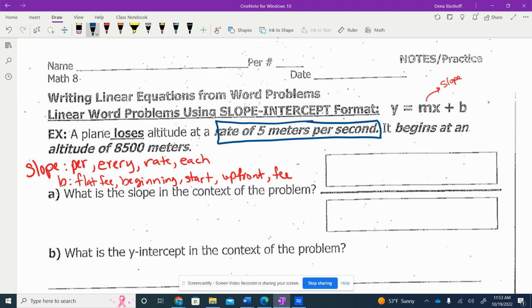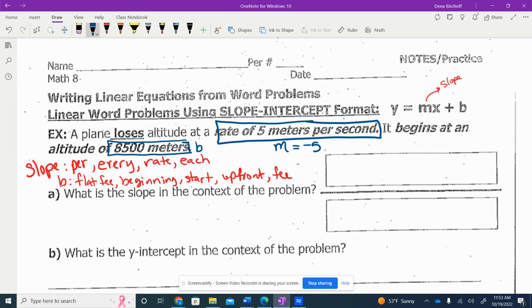So what does that rate represent? M. That represents my slope. And because it's losing altitude, how do I represent that? Negative. So my slope is -5. The plane begins at an altitude of 8,500 meters. What does that represent?